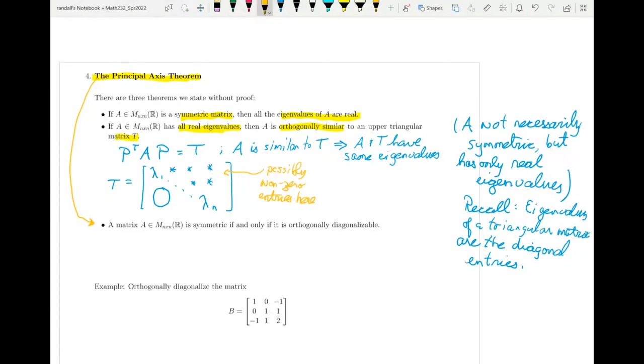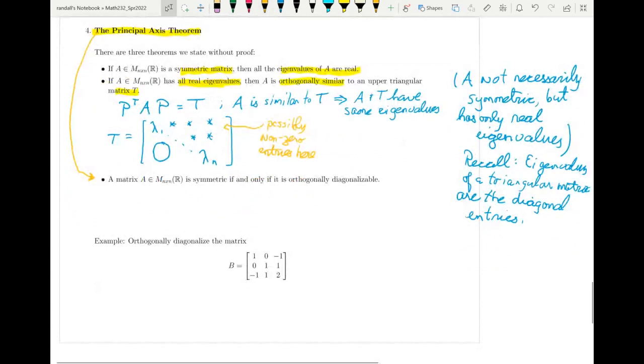What else do I want to say here? Okay, that's enough, right? So that's illustrating what a matrix that has only real eigenvalues is similar to: an upper triangular matrix. So no proof here. But that is something that is used often in applications. The next statement, the principal axis theorem.